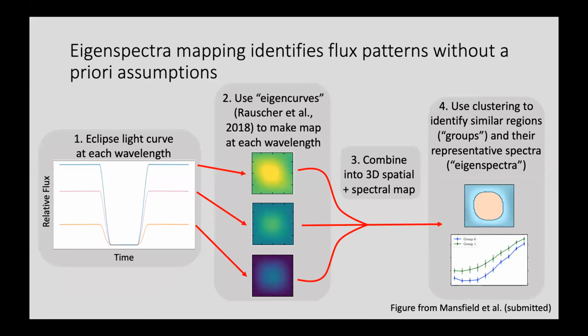So here I'm just showing an overview of this method, and I'm going to go through each of these steps in individual detail. But the basic idea behind this project was that we wanted a way to identify flux patterns in these spectroscopic eclipse mapping observations without making any assumptions that those patterns follow the circulation models that we already have.